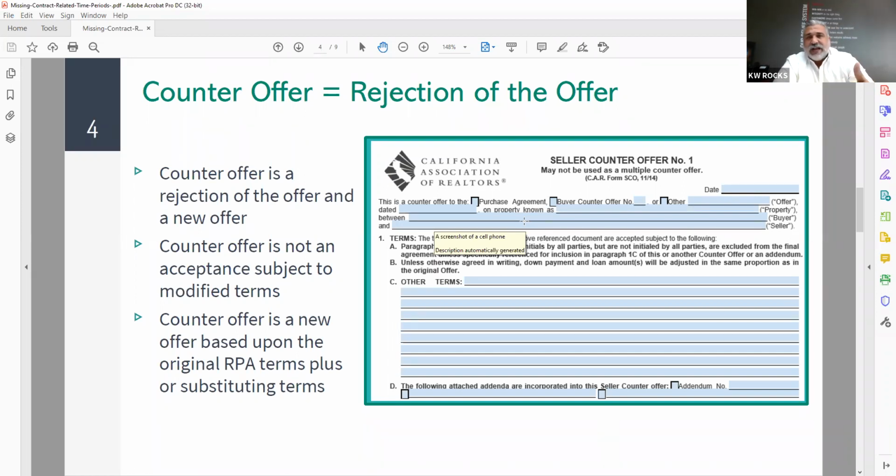Now, does the buyer have to accept the terms of the seller's counter? The answer is no, they don't have to. They don't have to accept the seller's counter.